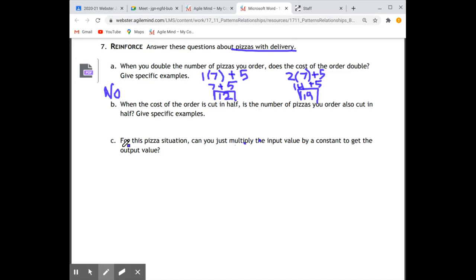It would not double the order. Okay. And the only reason I'm not writing "no, it would not double the order" is because I can't type on here right now. Okay.